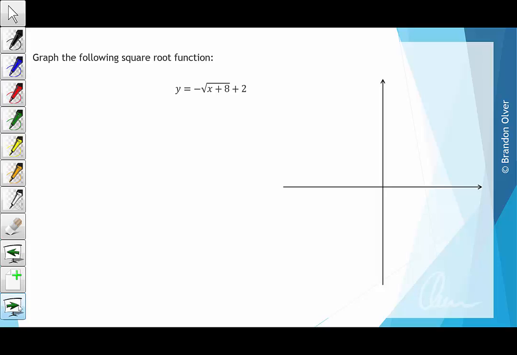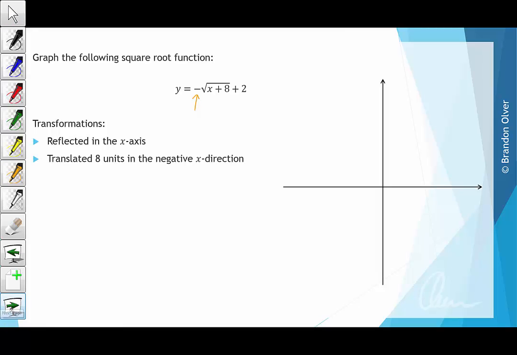So we don't need to change its form, we can straight away look and see that it's been reflected in the x-axis due to the negative out the front of the square root sign. It's been translated 8 units in the negative x direction due to the x plus 8. So if you take the 0 of that bracket, you get x equals negative 8. And it's also been translated 2 units in the positive y direction due to the plus 2 at the end of the function.